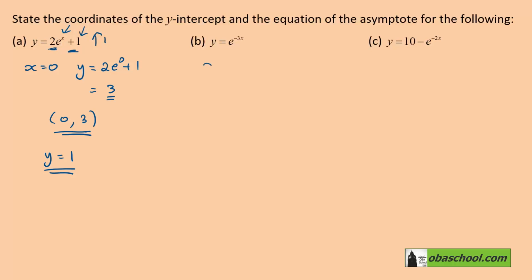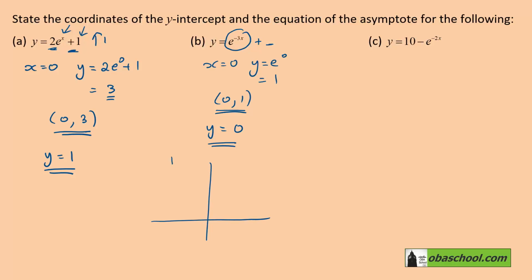Now, for this one, if x is equal to 0, then y is just going to be e to the 0, which is 1. So 0, 1, the same as the standard exponential. And for this one here, with nothing added out here at all, that's just going to be y equals 0, or if you like, the x-axis. Since it's a negative power, e to the negative 3x, the graph will actually go this way, and it will be the positive portion of the x-axis that has the asymptote, or is the asymptote, I should say.